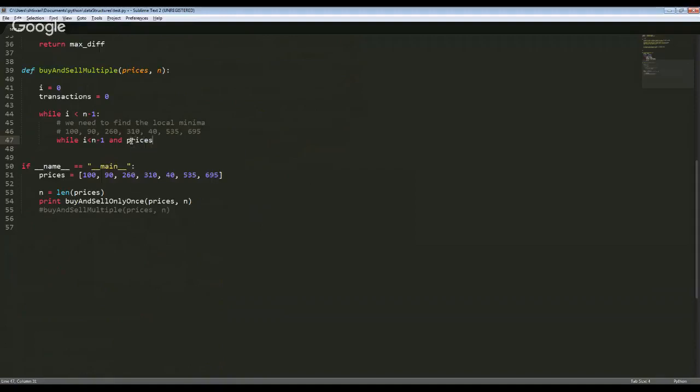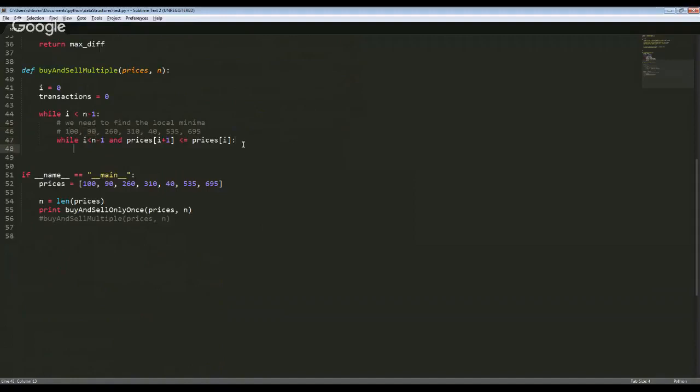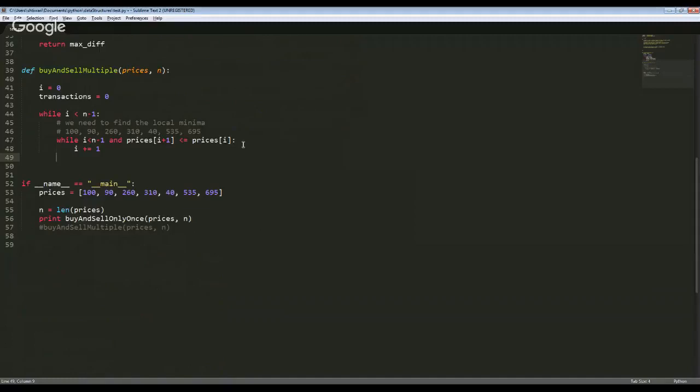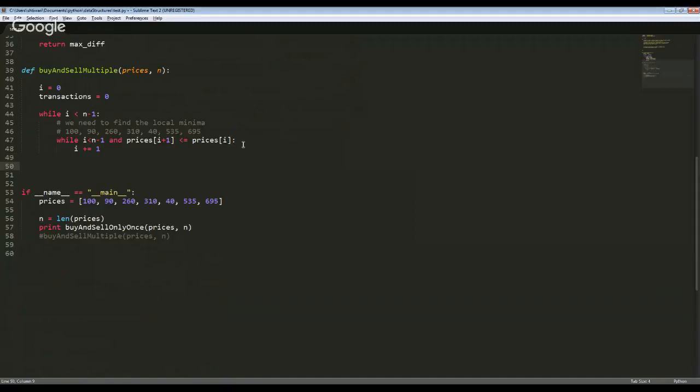And so we'll have prices of i plus 1 is less than or equal to prices of i, right? So it goes like this. You are at 100 and prices of i plus 1, which is 90, is less than this. So what we'll do is we'll increment i. We'll say the possibility of buying a stock on a day later than the current day will give us more profit with increased probability, right?